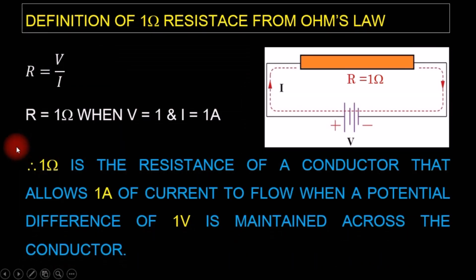Now let us see how you can define 1 ohm resistance from Ohm's law. In the equation R equal to V by I, the resistance R is equal to 1 ohm when you put V equal to 1 and I equal to 1. Therefore, 1 ohm is the resistance of a conductor that allows 1 ampere of current to flow through it when the potential difference of 1 volt is maintained across the conductor.